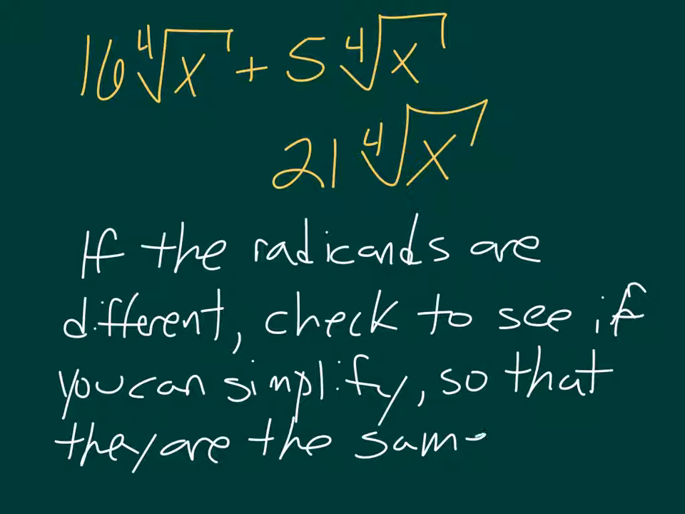Okay, so maybe this works, maybe it doesn't. And maybe that's clear, or maybe it's not, but it'll make more sense when we do an example problem. Okay, so basically, if the radicands aren't the same, the very first thing you should do is see if you can simplify one or both of the terms. And if you can, and then they both have radicands that are the same after that, then you can combine them. Okay? So we'll do a couple examples of that.